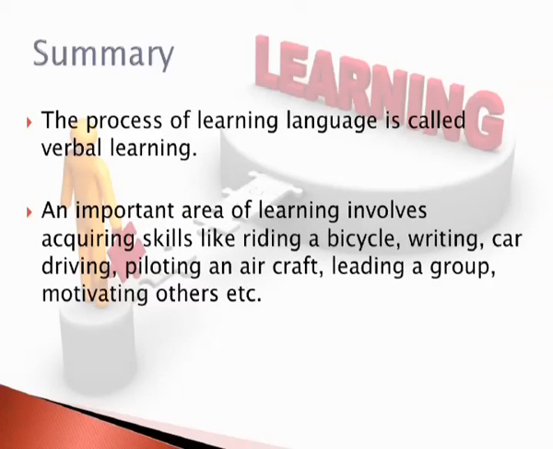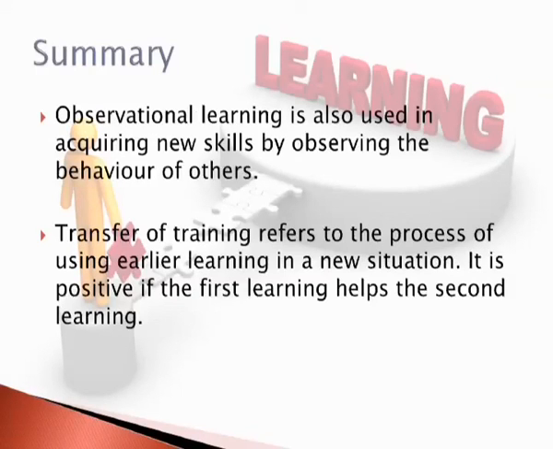The process of learning language is also called verbal learning. An important area of learning involves acquiring of skills like riding a bicycle, writing, car driving, piloting an aircraft, leading a group, motivating others, etc. Observational learning is also used in acquiring new skills by observing the behavior of others. Transfer of training refers to the process of using earlier learning in a new situation. It is positive if the first learning helps the second learning.